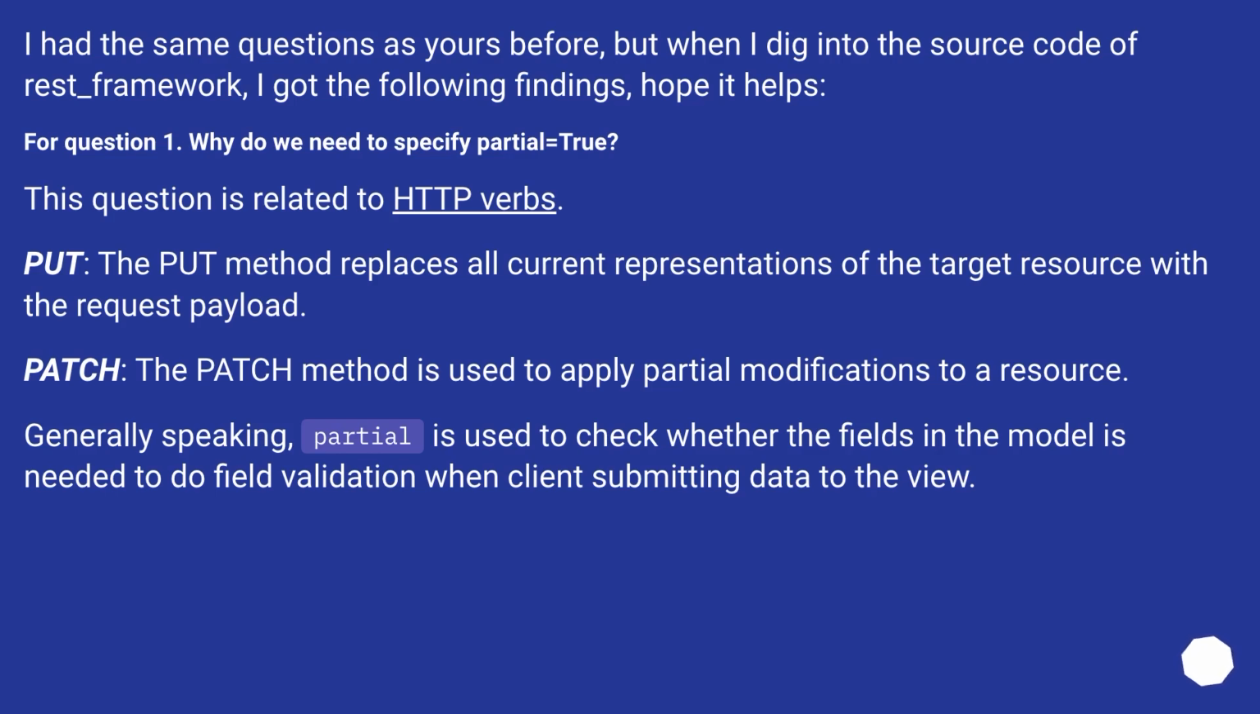This question is related to HTTP verbs. Put: the put method replaces all current representations of the target resource with the request payload. Patch: the patch method is used to apply partial modifications to a resource. Generally speaking, partial is used to check whether the fields in the model need field validation when the client submits data to the view.